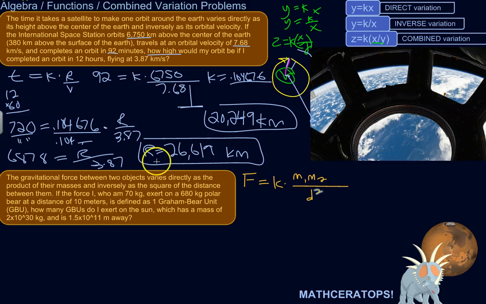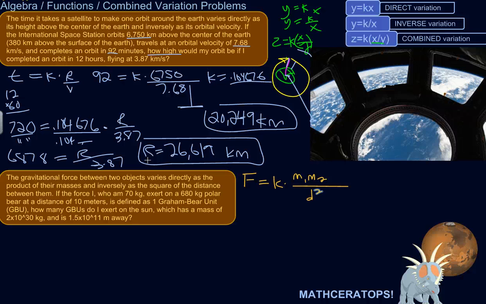Okay? If the force I, who am 70 kilograms roughly, exert on a 680 kilogram polar bear, okay, everything with mass exerts a gravitational force on everything else with mass. So you exert a force on the sun, I exert a force on this book next to me. A neutron star 2 billion light years away exerts a force on me.